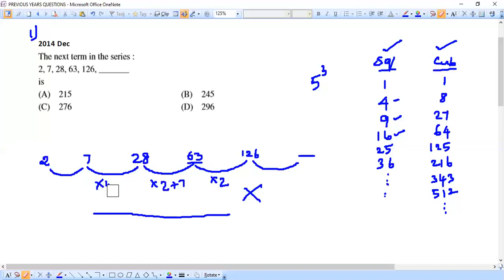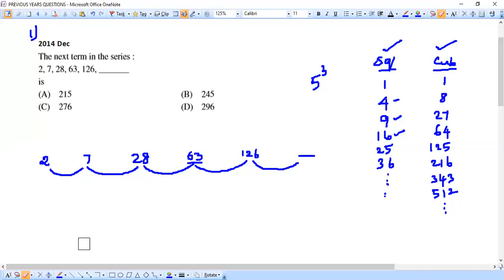I'm just erasing this again. So I will carefully erase this. Yeah. Just give me some moment. Yes, I'm just erasing this. I should not disturb the numbers. Yes, fine. So now we have the original numbers. These are all our numbers: 2, 7, 28, 63, 126.